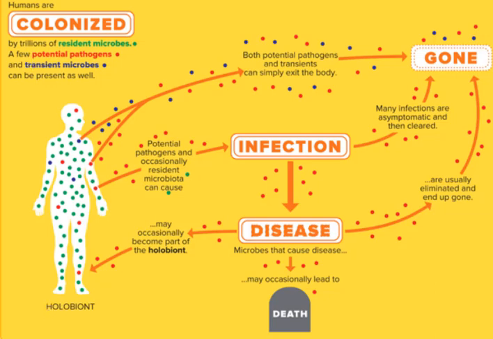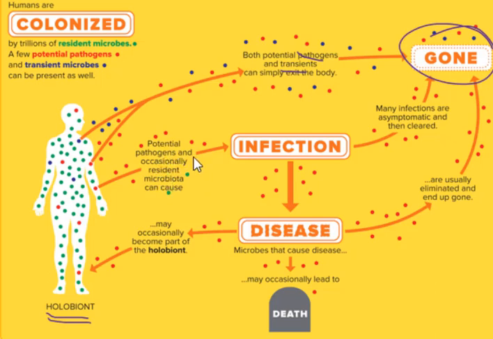So look at this term here in particular, the holobiont. That's you. You are a colony of organisms. You're colonized by all these different microorganisms, and your cells are part of that colony. Or maybe it's better to say that these microbes are part of your body in some way. But the potential pathogens and the transients that are so red and purple here are going to be gone. So you wash your hands and they can simply exit the body and then they're gone.